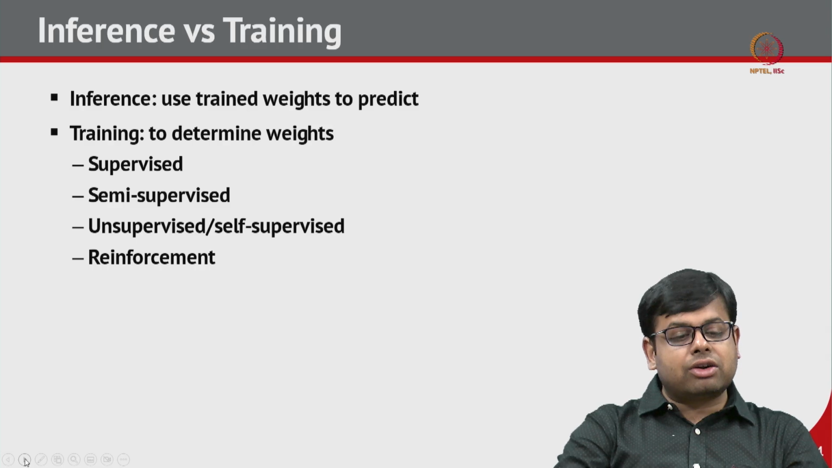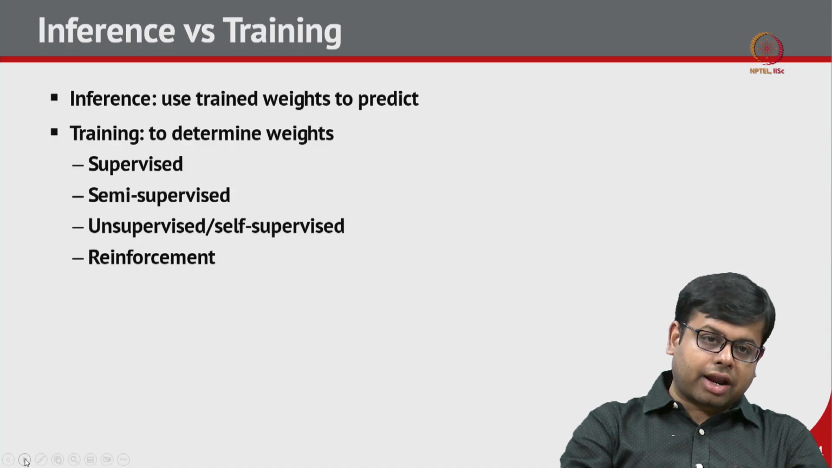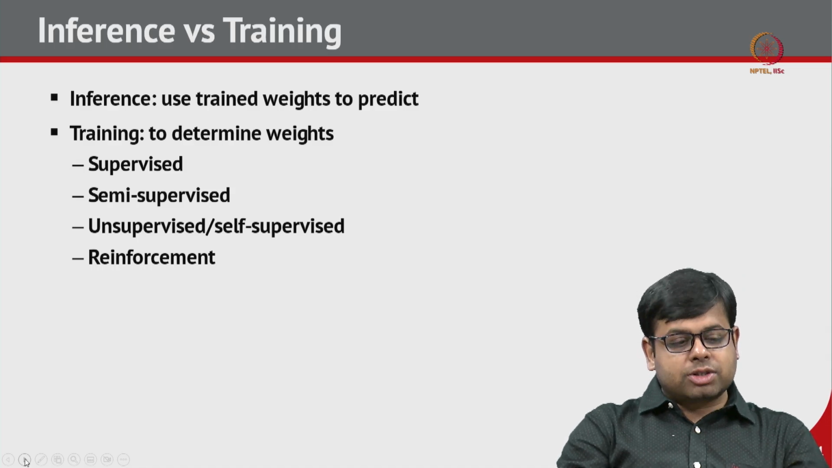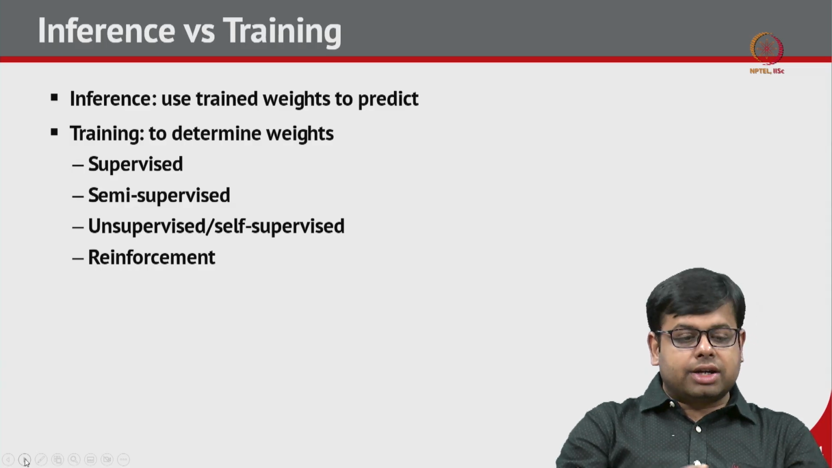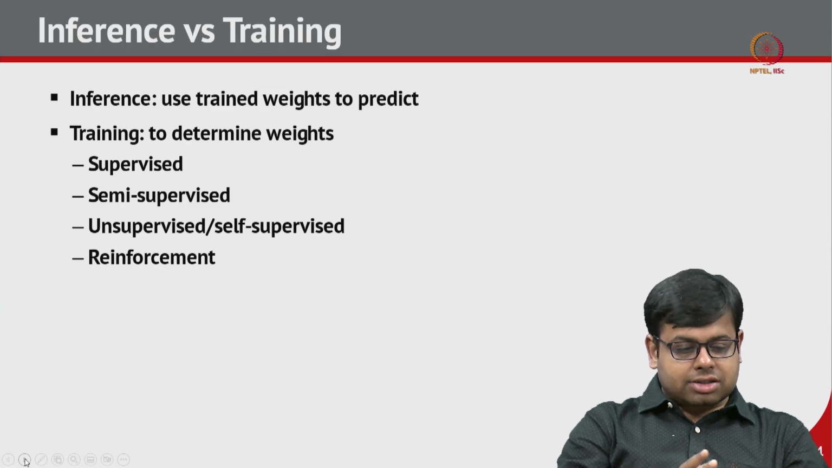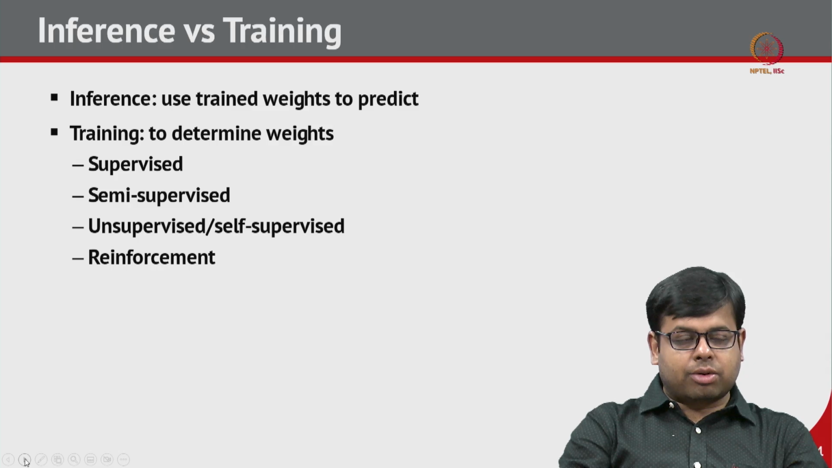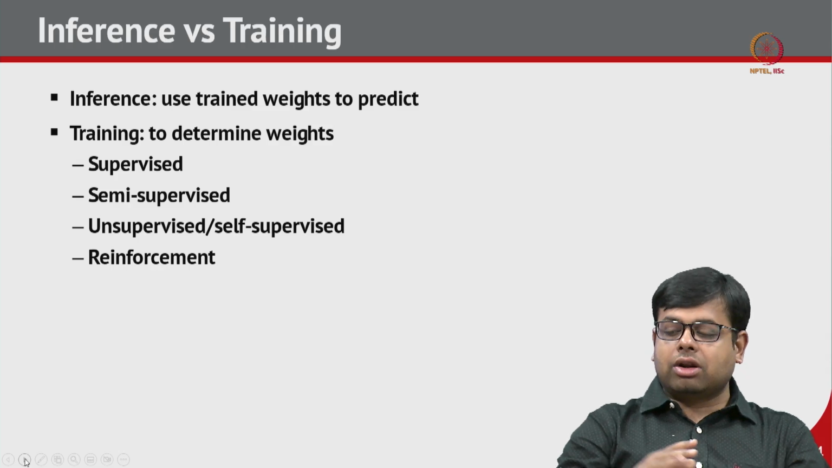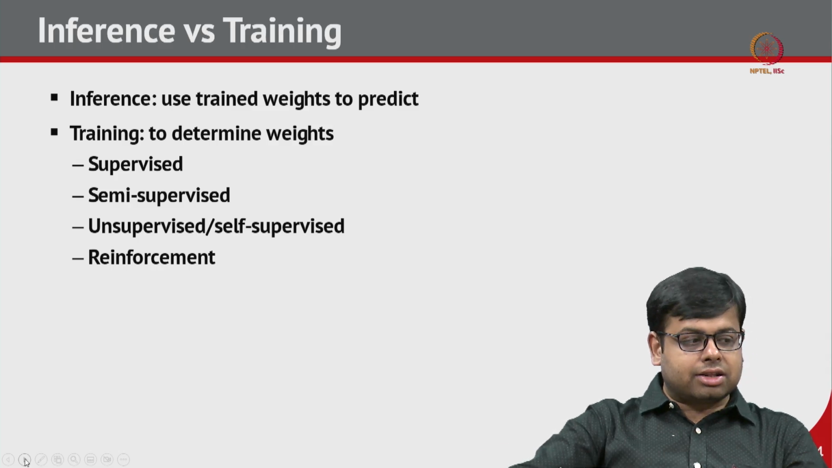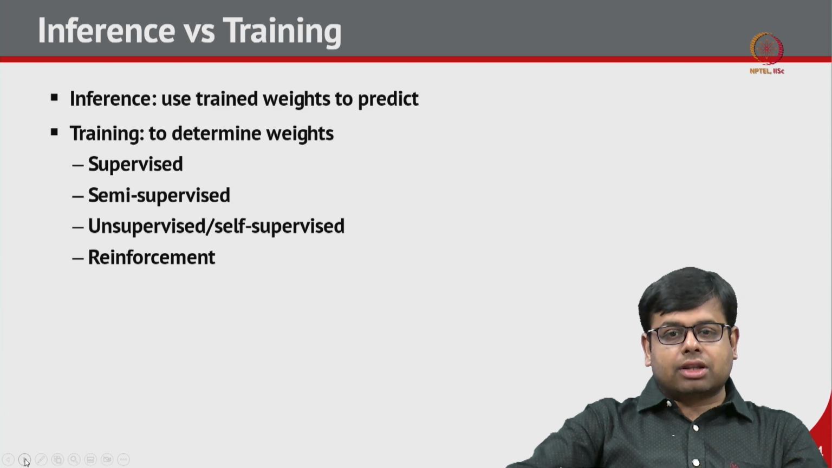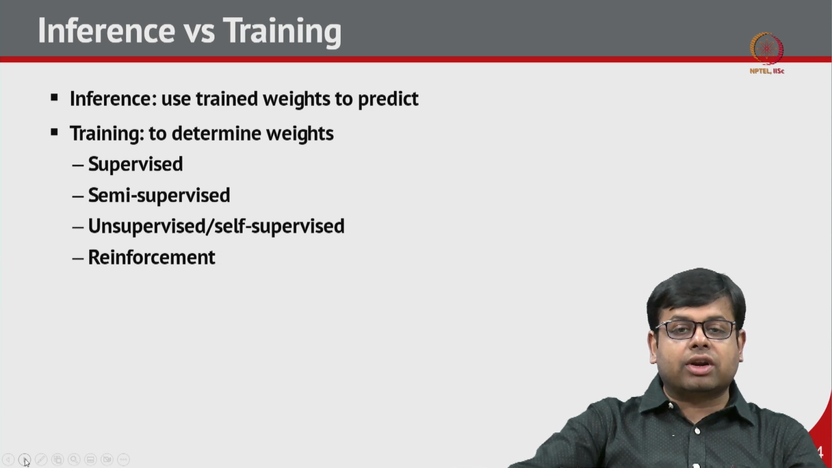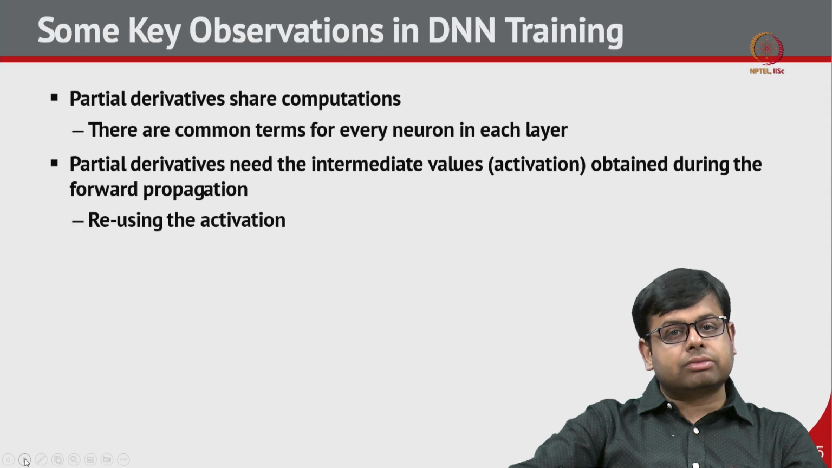But remember, we have to train the weights. That phase is called training. Training is mainly to determine the weights, that is, what the value of the weights should be. There are different kinds of training: supervised, semi supervised, unsupervised, self supervised, reinforcement, etc. We already discussed supervised and unsupervised. There are other techniques like semi supervised or self supervised. We will not go into the details because they are not exactly in the scope of the course, but this is for your information that there are different kinds of training.